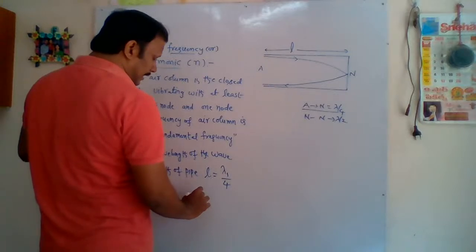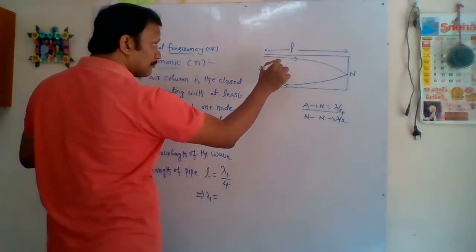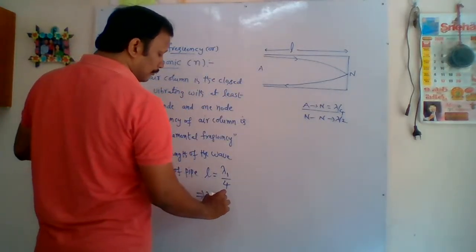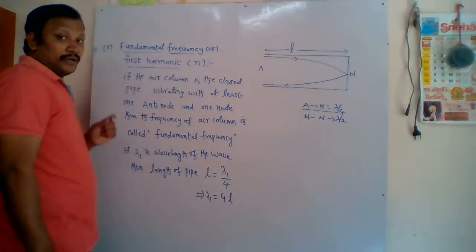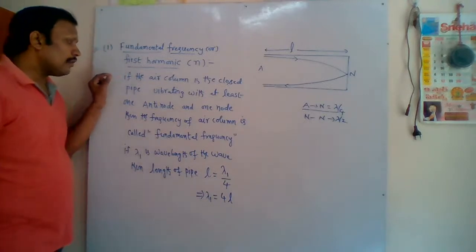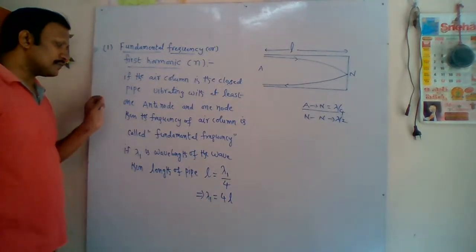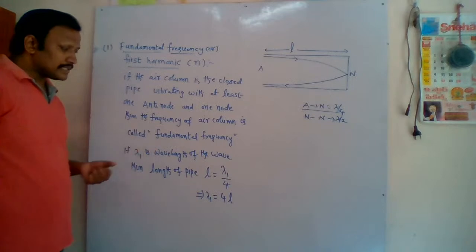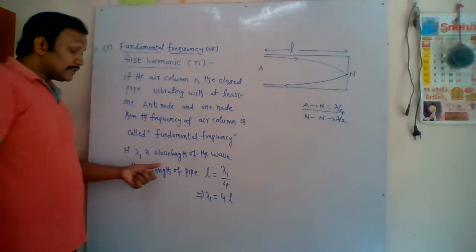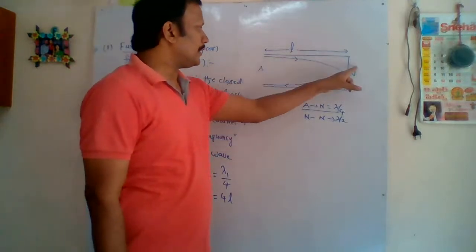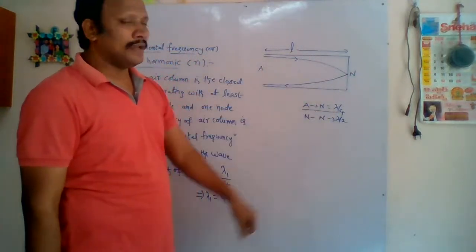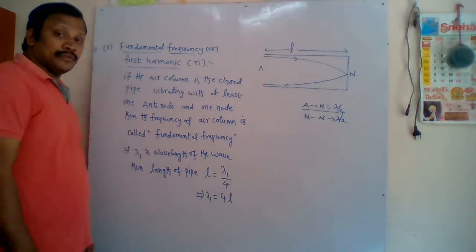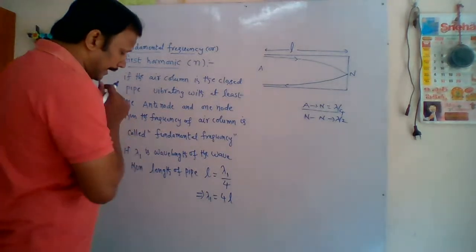From this equation, lambda 1 is equal to how much? In case of fundamental mode, the wavelength of the wave is lambda 1 equal to 4 into L. Remember this. If the air column in the closed pipe is vibrating with at least one antinode and one node, then the frequency of the air column is called the fundamental frequency. If lambda 1 is the wavelength of the wave in fundamental mode, then the length of the pipe, from here to here, is the antinode to node distance, lambda by 4. Therefore L is equal to lambda 1 by 4, and lambda 1 is equal to 4 into L.